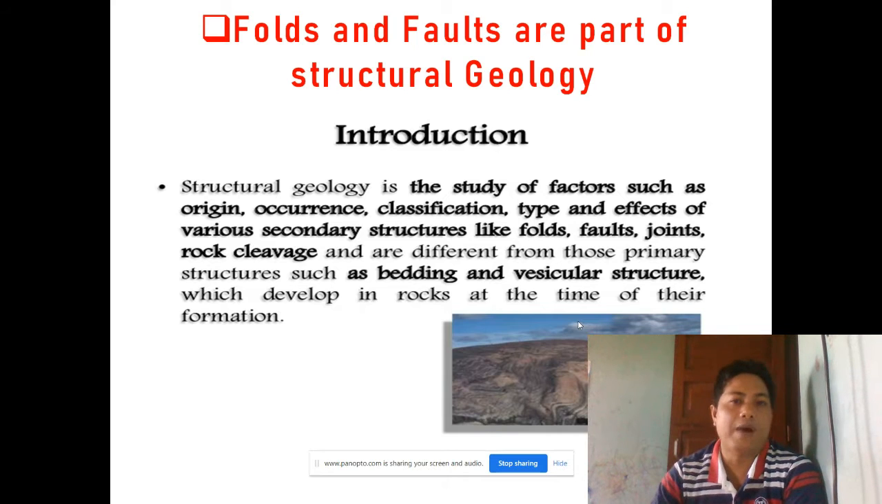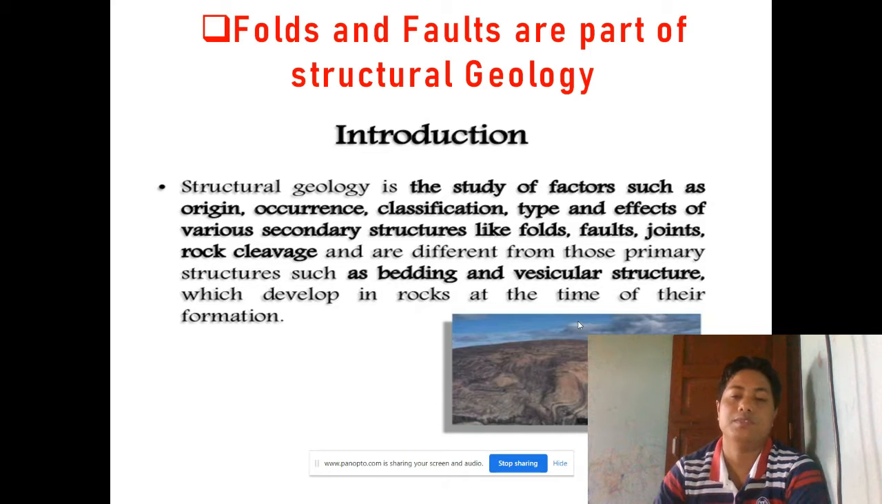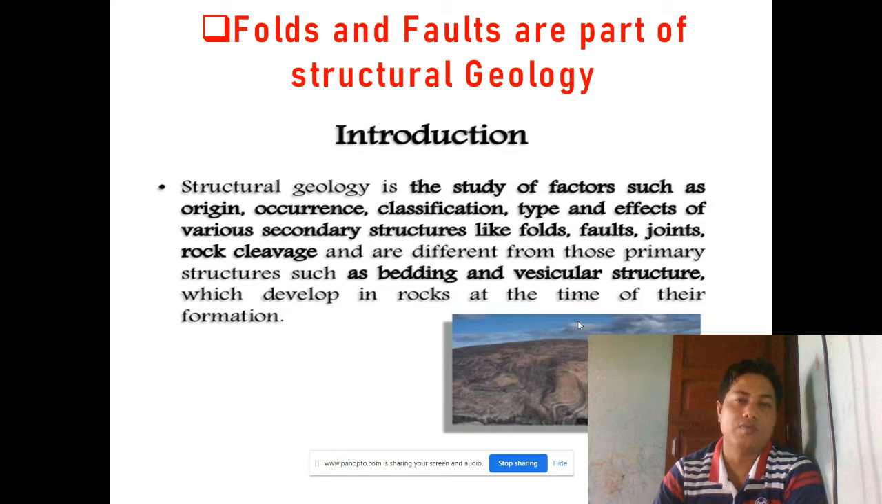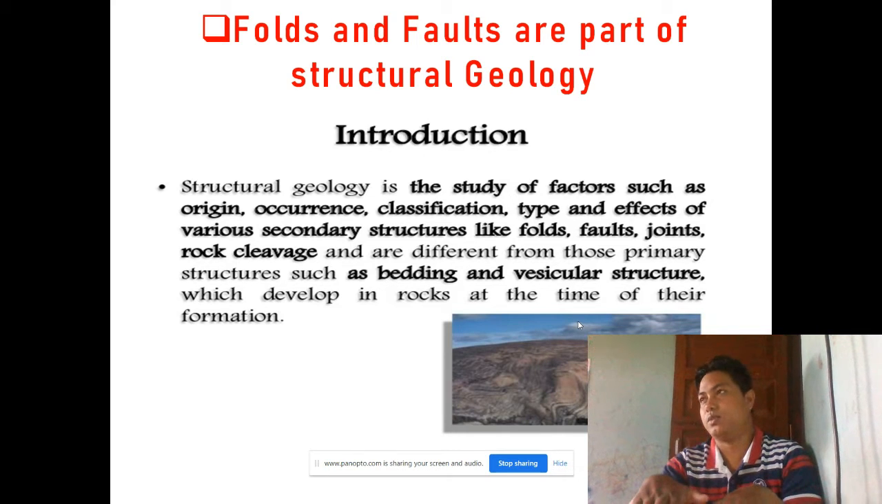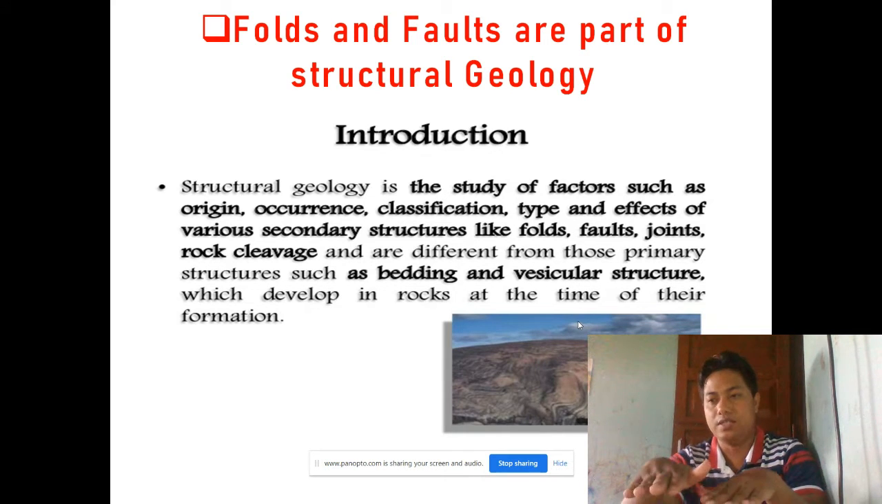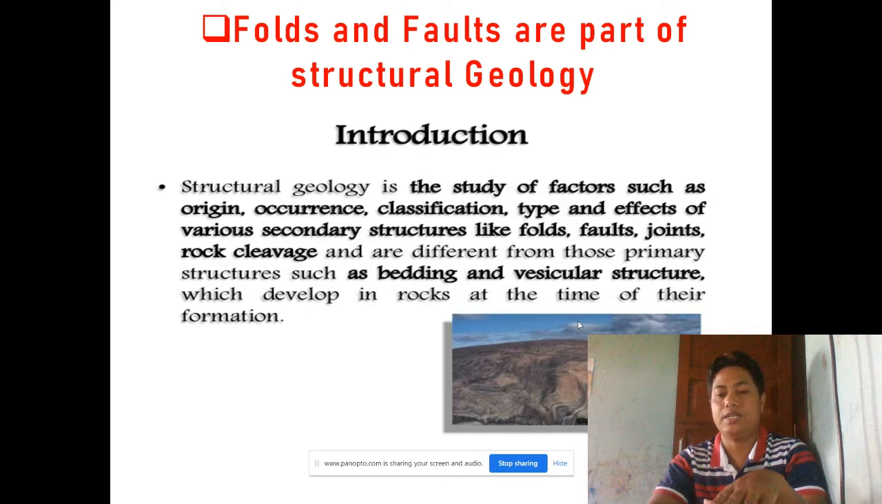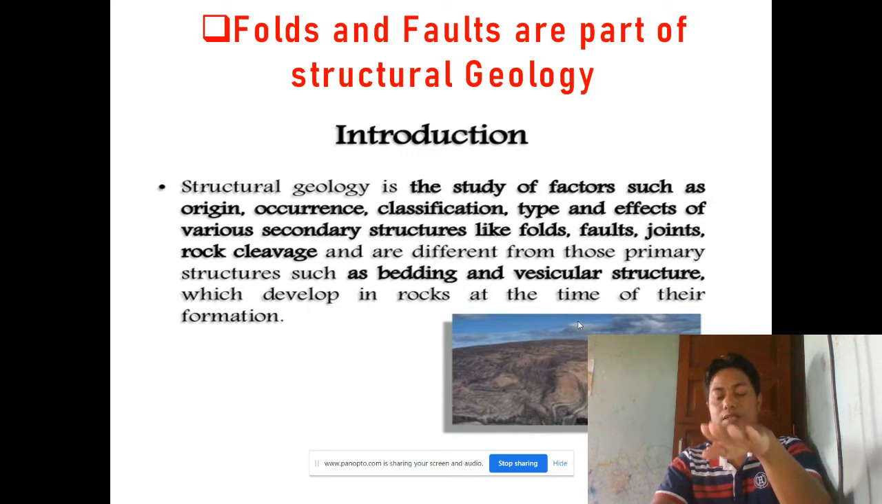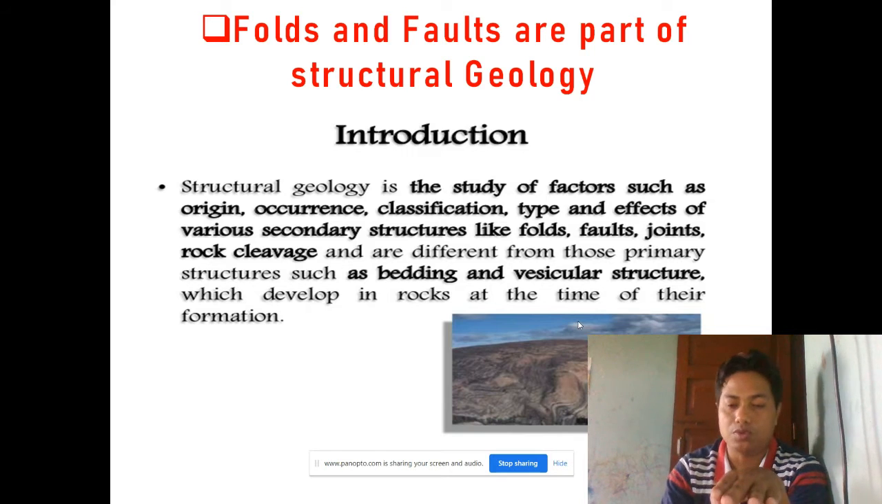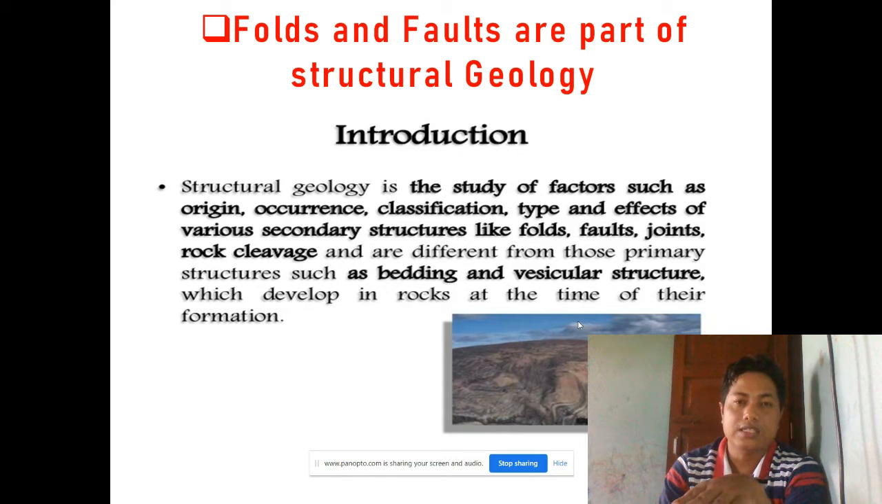So folds and faults are part of structural geology. Basically, it's a part of a landform. In mountains you'll find faults. Suddenly there is subsidence of one landform, and then the other landform tends upward. So one goes down. There are different kinds of faults in different parts of the world. We will discuss that later on.